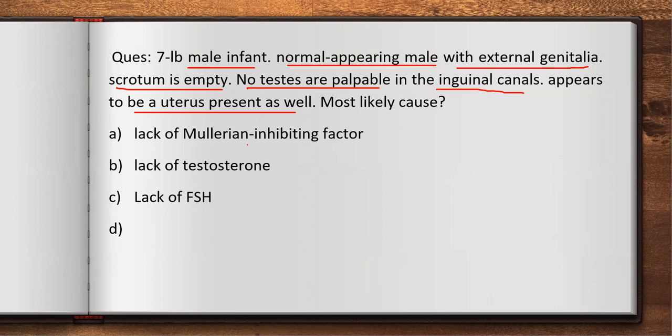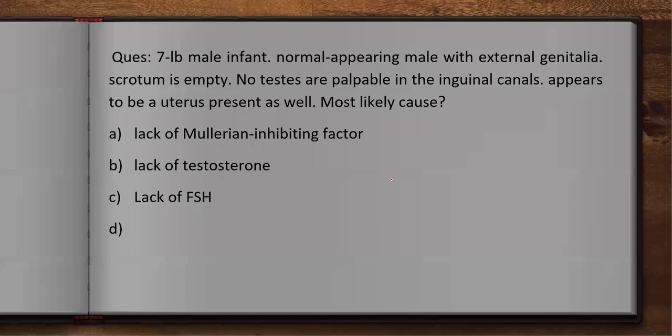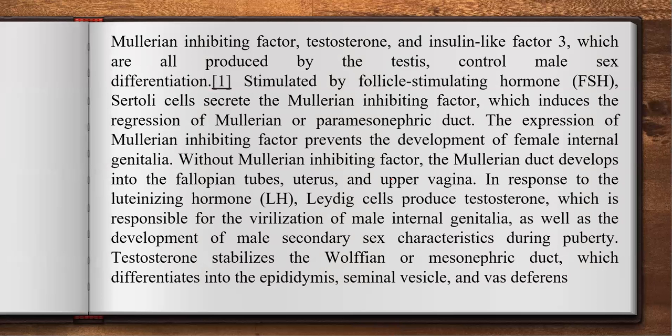Lack of Mullerian inhibiting factor, lack of testosterone, lack of FSH, lack of LH. What do you think this patient is having? Now, good. So the answer is lack of Mullerian inhibiting factor. Now you need to understand what Mullerian inhibiting factor does for you. If you are a male, Mullerian inhibiting factor is everything that makes you male.